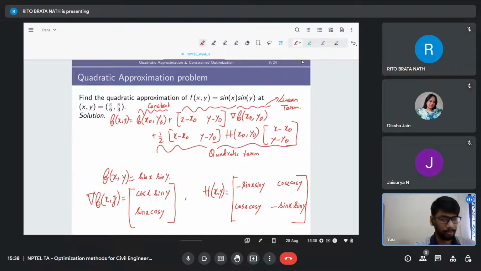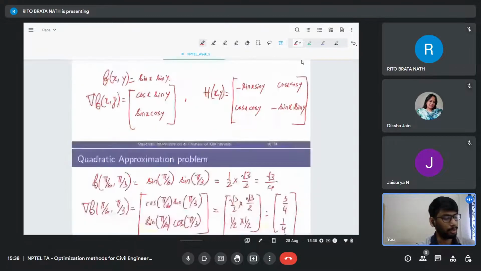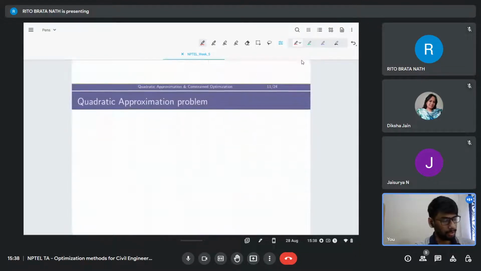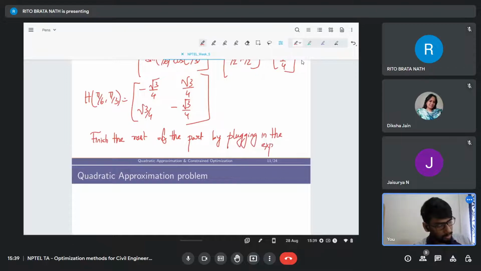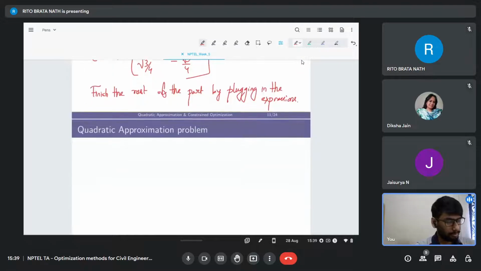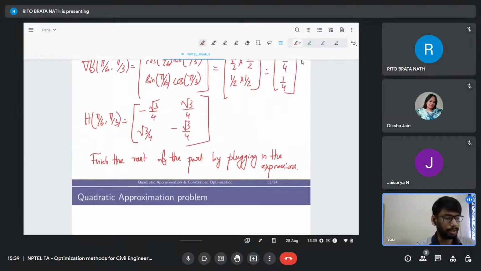And it's not too difficult to multiply matrices or vectors, so probably you can do the rest of the part. I'll just finish the rest of the part by plugging in the values. Okay, so that you can probably do later. So that will be probably the discussion mostly on quadratic approximation.